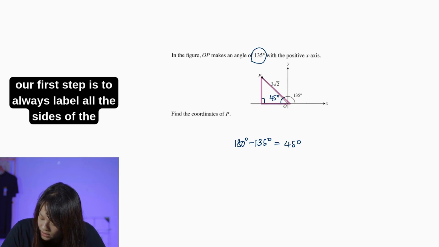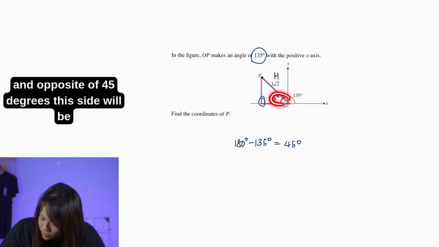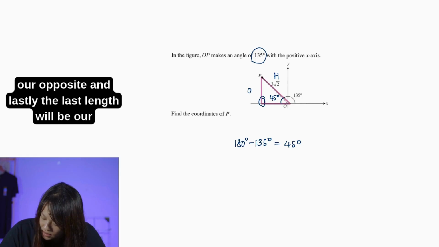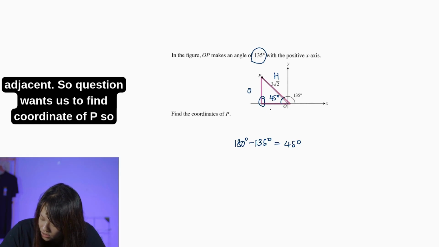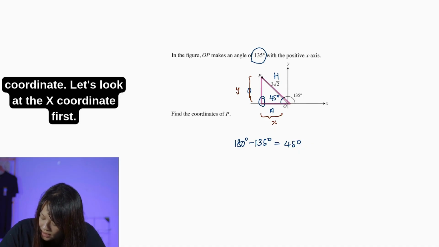Same thing, our first step is to always label all the sides of the triangle. Opposite of the right angle, OP will be H. Opposite of 45 degrees, this side will be our opposite. And lastly, the last length will be our adjacent. The question wants us to find the coordinate of P, so we need to find both this X coordinate and this Y coordinate. Let's look at the X coordinate first.